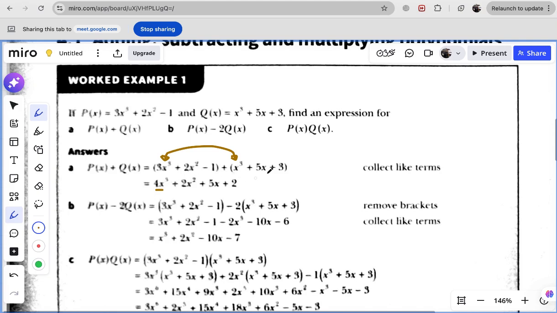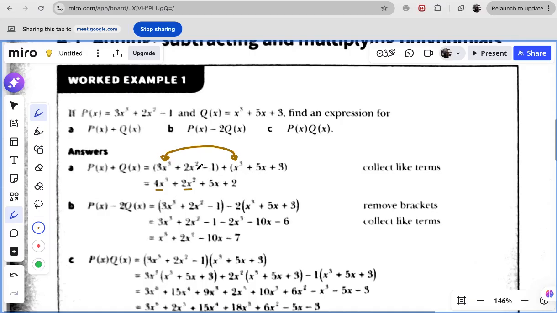Then you look at this one. It's power 1. It doesn't have power 2. But this one is power 2. So you cannot add this to this. You don't add it to 5x because they don't have the same power.